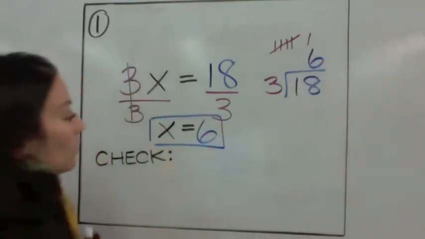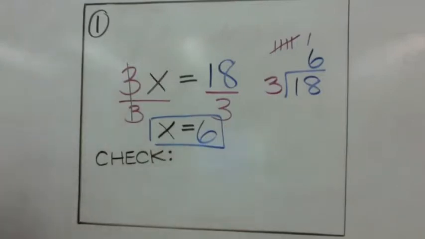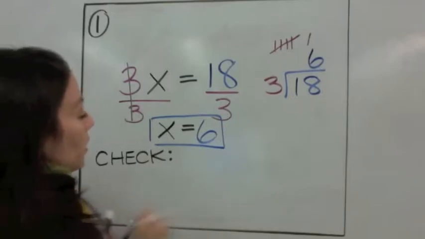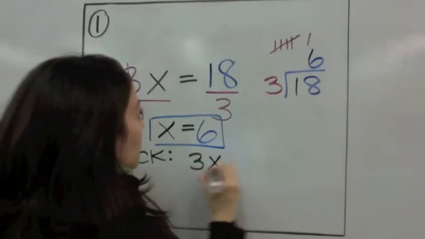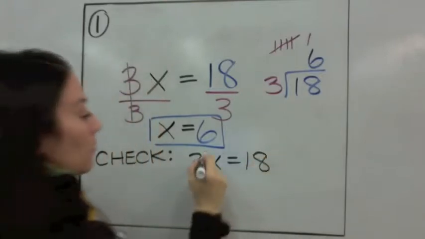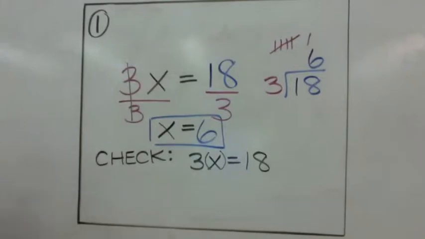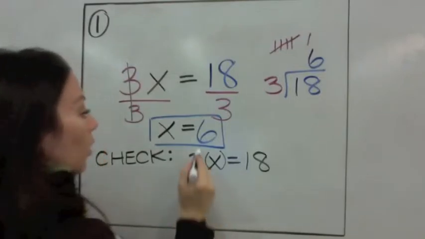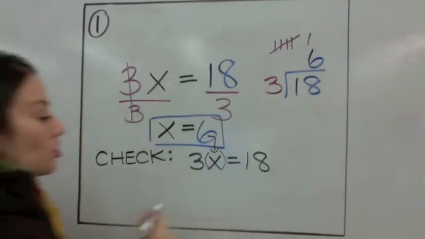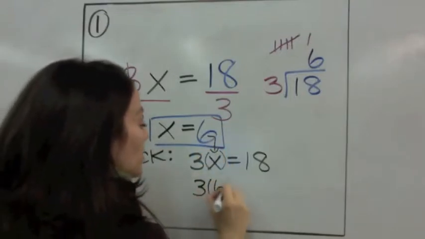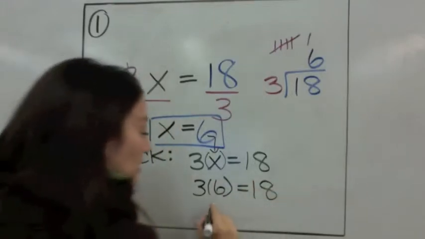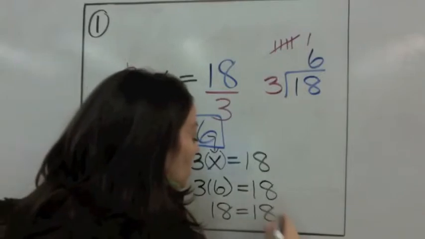Now don't forget that we always have to check our answer by rewriting the original equation. So we can say, okay, well, we know that 3x equals 18. And when two numbers are touching, it means they're being multiplied. So we're going to put parentheses around the x. And then we're going to substitute 6 in the place of x. Okay? So is 3 times 6 18? Is that true? Yes. 18 does equal 18, so we make a check.